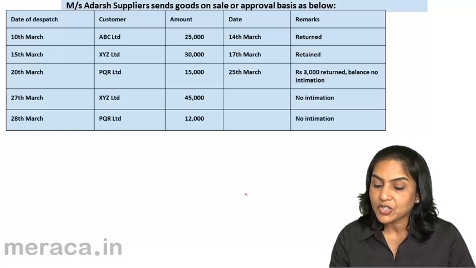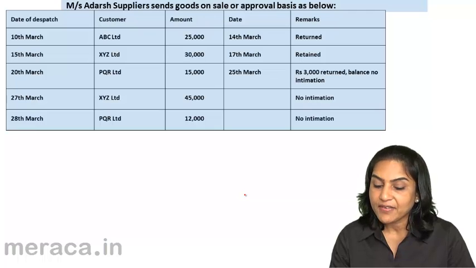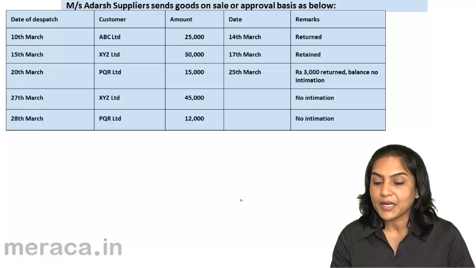On 20th March, there was yet another customer, PQR Limited. Goods were sent for 15,000 and on 25th March, he returned 3,000 and for the balance, there was no intimation. On 27th March, again 45,000 worth of goods were sent to XYZ, no intimation. On 28th March, PQR Limited was sent 12,000 goods on approval and we have received no intimation.